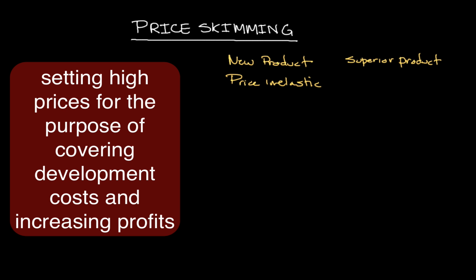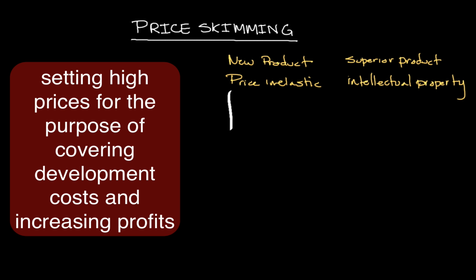The other element that can make price skimming a very effective strategy is intellectual property. If there are patents that prevent other companies from offering the product or producing it for a period of time, it could be pharmaceuticals, could be electronic devices, that can create the conditions where price skimming can be an effective strategy.